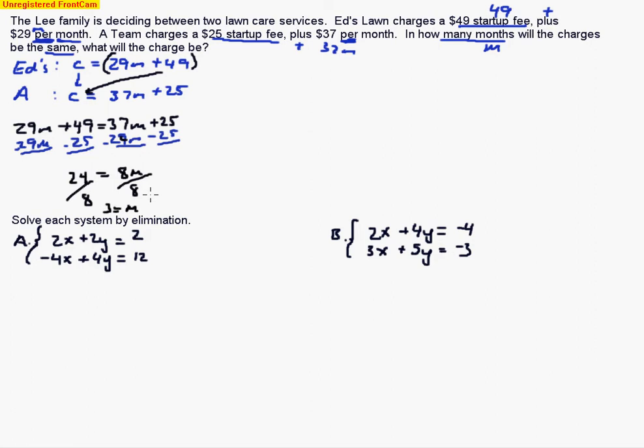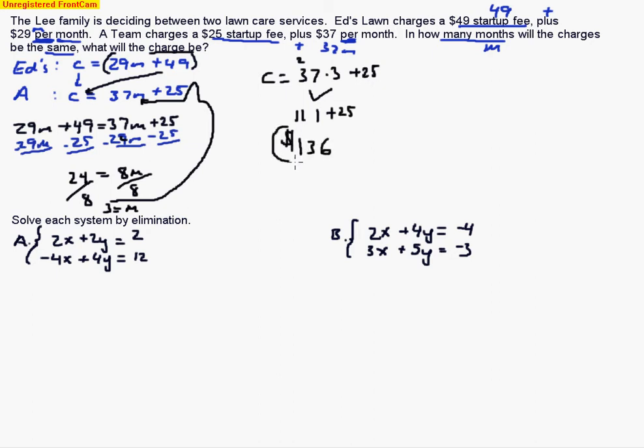They end up charging the same. But we're not done yet. They want to know, what will the charge be after that 3 months? We'll just take that 3 and put it in for one of these M's. So I don't know. Let's just put it in for that one right there. So C equals 37 times 3 plus 25. So we go ahead and do the work there. 3 times 7 makes 21, so carry a 2. And then 3 and 3 make 9, plus 2 makes 11. So 111 plus 25, that leaves us with a 6, a 3, and a 1. $136 is the charge after 3 months of service. And that's when they'll charge the same.